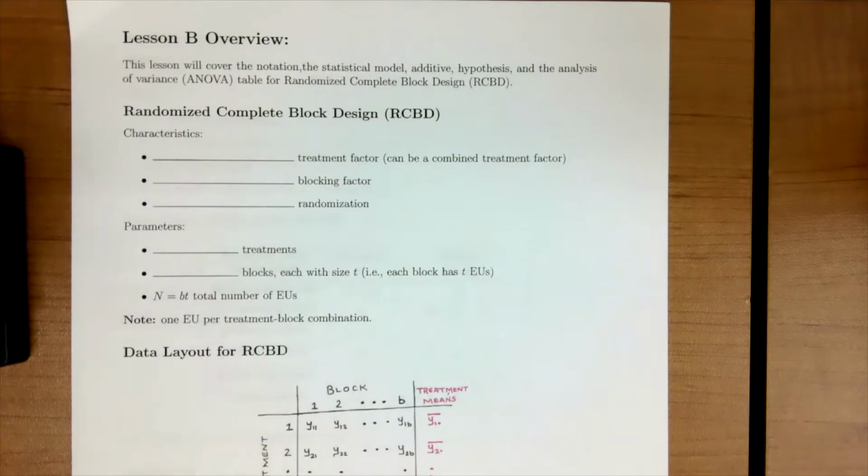Hey everyone, welcome back. This is lesson 3B, and in this lesson, we're going to continue talking about the randomized complete block design. In terms of notation, statistical model, we're going to introduce an idea of additivity, the hypothesis for an RCBD, and the ANOVA table.